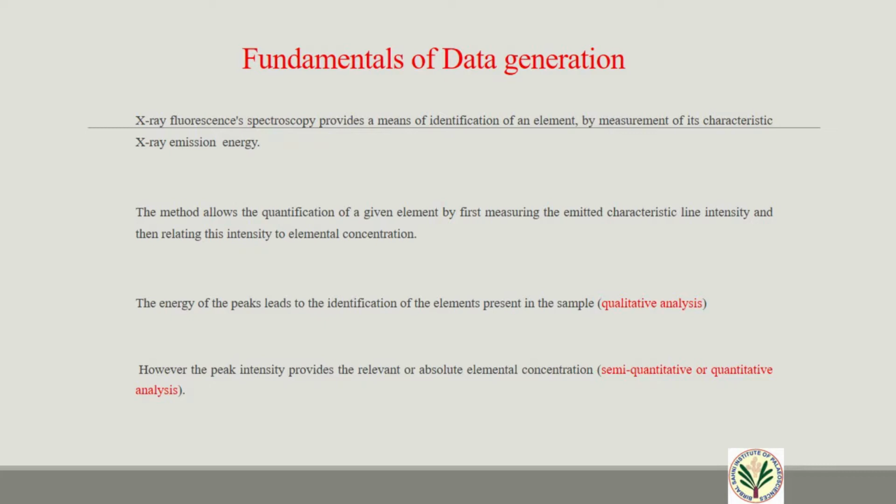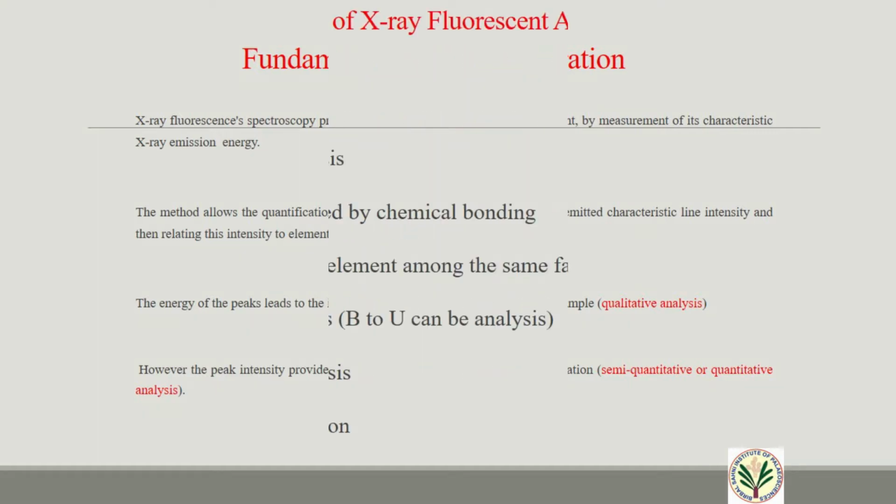The method allows the quantification of a given element by first measuring the emitted characteristic line intensity and then relating this intensity to elemental concentration. The energy of the peak leads to the identification of the elements present in the sample, that is qualitative analysis. However, the peak intensity provides the relative or absolute elemental concentration, that is semi-quantitative or quantitative analysis.